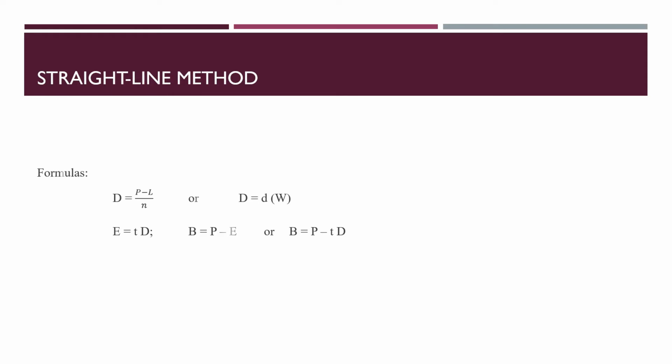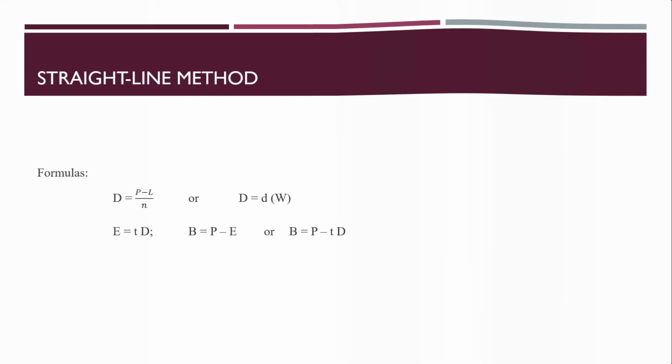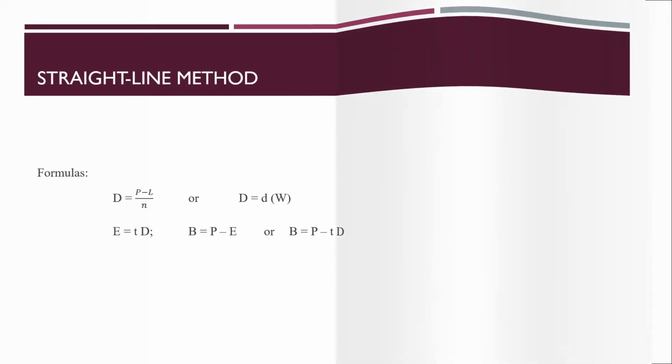Here are the possible formulas. We have annual depreciation is equal to the difference between original cost and the scrap value all over the number of years. Or we have annual depreciation is equal to 1 over n times the wearing value. We also have accrued value is equal to the product of time and the annual depreciation. We also have book value is equal to the difference between original cost and the accrued value.